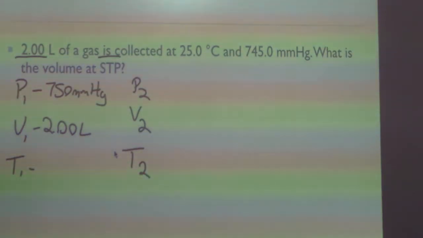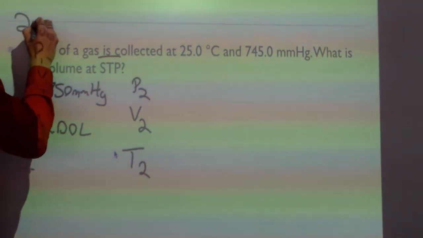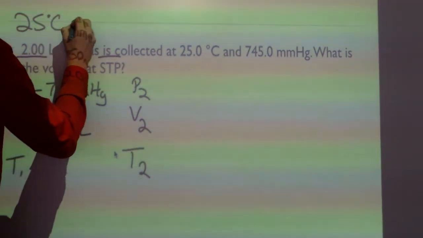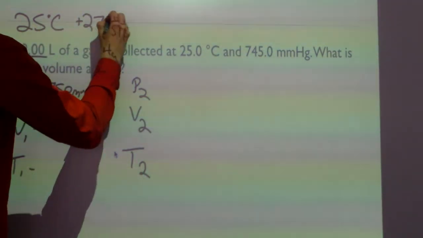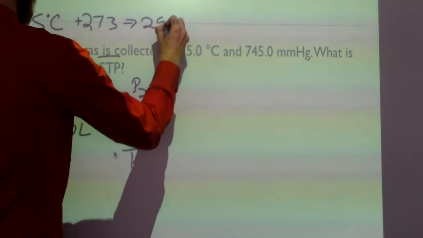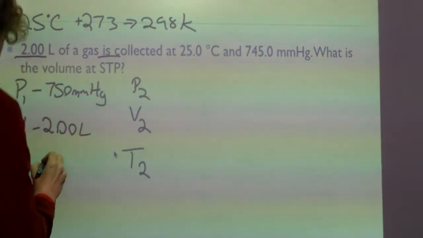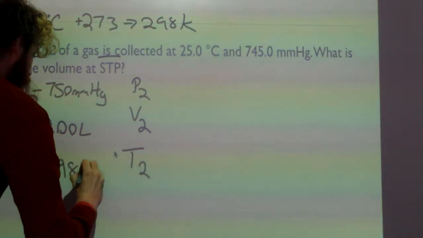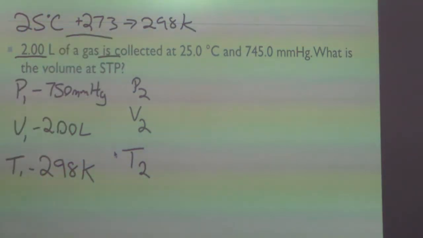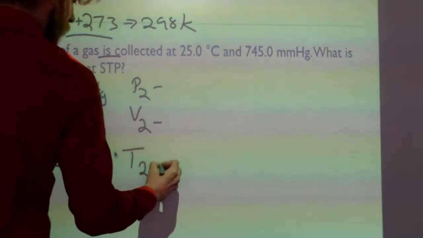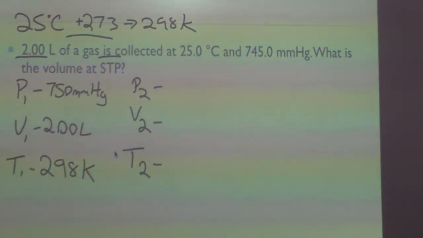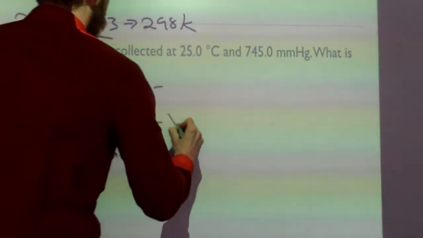Now remember, we have to change everything to Kelvin. So we're going to change 25 degrees Celsius to Kelvin by adding 273, and that gives us 298 Kelvin. Whenever we're converting Celsius to Kelvin, we're just going to add 273. So let's write our P2, V2, and T2. So what is the volume? That's our X, that's our unknown.